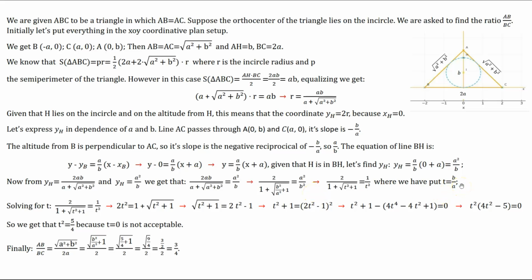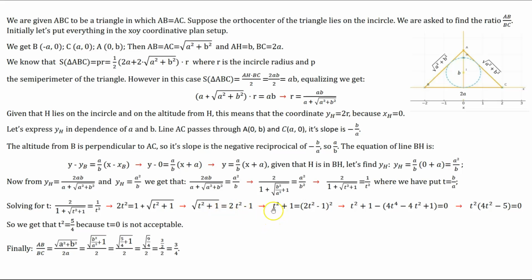Now, if we put t equal to b divided by a in this equation over here, from this form we will go to this other form, which is 2 divided by 1 plus square root of t squared plus 1 is equal to 1 divided by t squared, where of course, as we said, we have put t equal to b divided by a. Now we can solve this equation for t. We cross multiply everything in this equation, and we will get that 2t squared is equal to 1 plus square root of t squared plus 1. Now let's pass 1 to the other side, and we will get that square root of t squared plus 1 is equal to 2t squared minus 1.